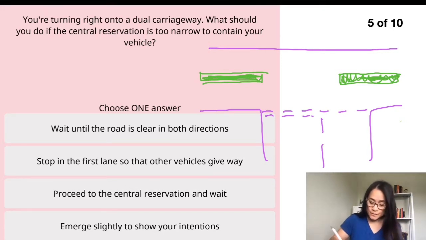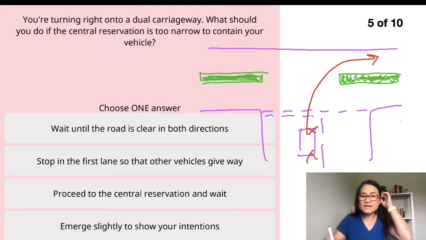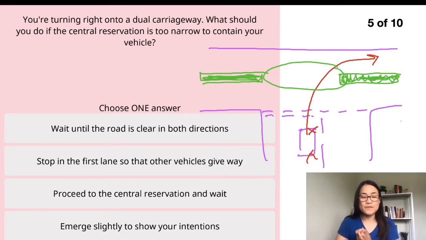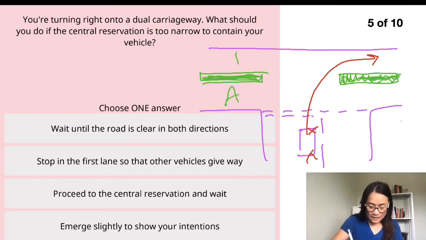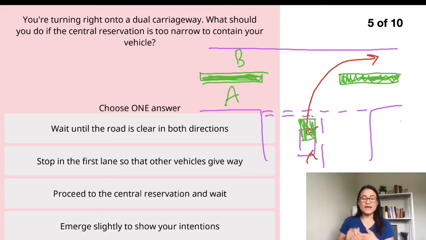You would like to turn right from this position over here. The central reservation, I'm talking about this area, is too narrow for your car to stay in the middle. What do you have to do? The first one said wait until the road is clear in both directions. So direction A and B. You have to wait in this position until road A and B are clear, and then you can carry on, which is the correct answer. This is what you have to do.